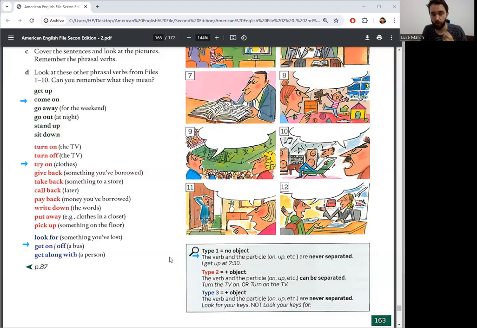Type 3 with an object, the verb and the particle are never separated. Look for your keys, not look your keys for. Right? Look for your keys, not look your keys for. Let's go back to page 87.